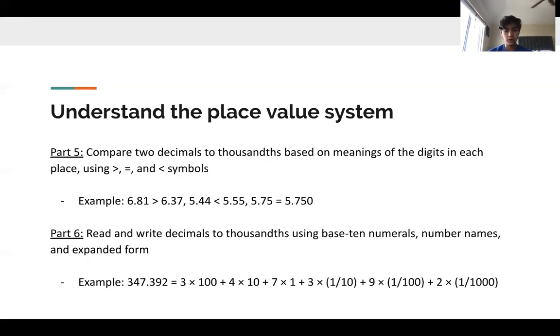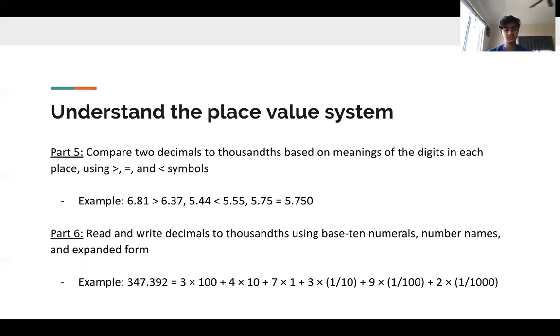We know that 81 is larger than 37. So therefore, we're going to go ahead and say 6.81 is greater than 6.37. Now let's look at an opposite example of this. Let's say we're looking at a number that's less than, right? So 5.44. 5.44 is less than 5.55 because 44 is less than 55 when you look at the tenths and hundredths place. So in this case, we're going to go ahead and write 5.44 is less than 5.55.